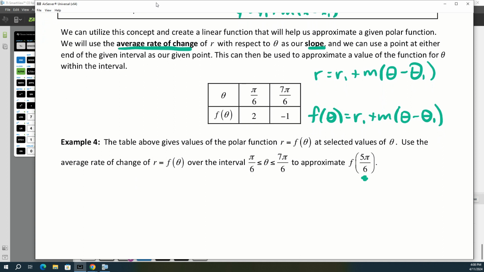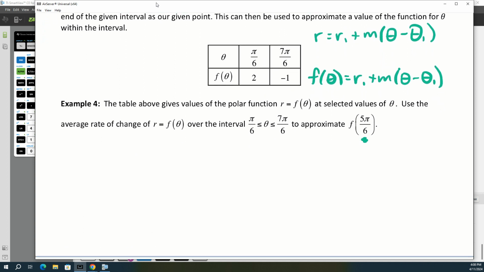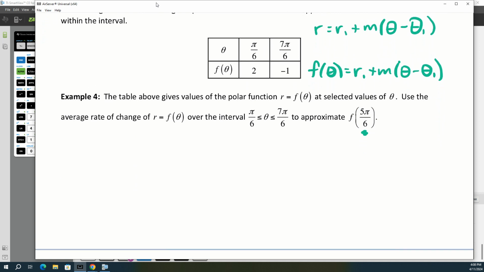Now, the best approximation is going to be the one that's closer to, like, if we were going to do this one, we would want to have our theta sub 1 to be the one closer to it, but it's fine. We're just going to give an approximation. It doesn't say to give the best approximation in this course. All right, so let's do this.